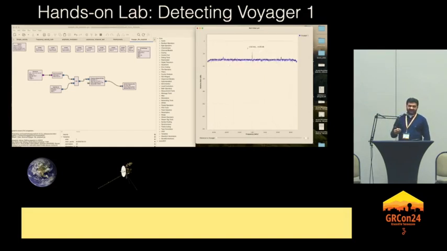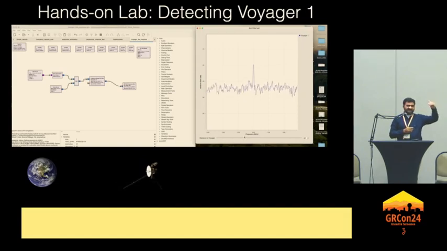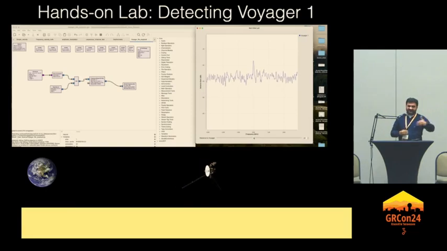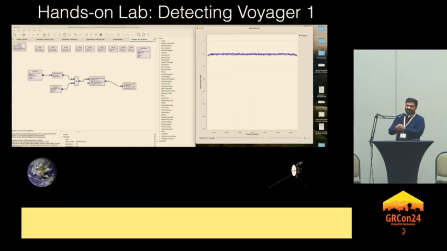We have also added something extra. You can demonstrate to students that as the source travels further out, the signal strength decreases by 1/R squared. If you want to explain that concept, you can do that. In GNU Radio, you can simulate different distances of Voyager and see how the signal strength decreases as Voyager moves further and further away. If you want to explain something like this to your students, it's very helpful.